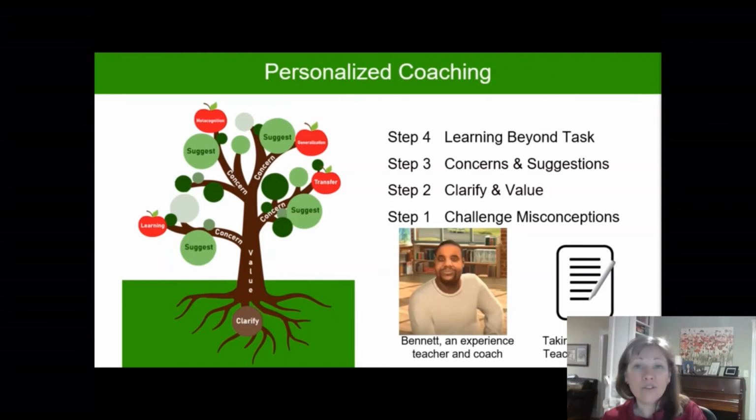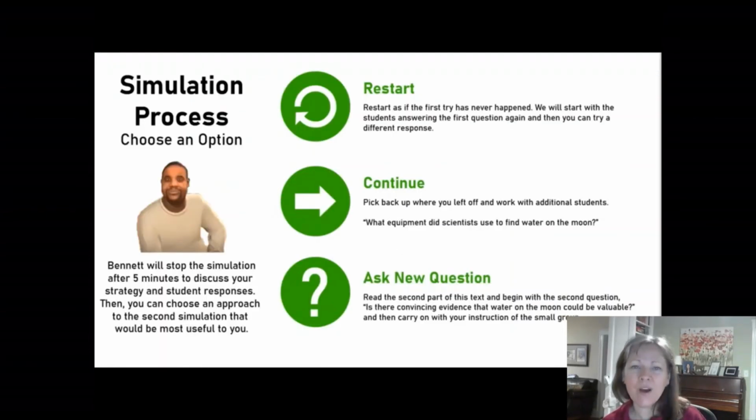Bennett, our coach, will be available to offer some suggestions and help you work through one of the steps, and we'll also have an opportunity to do some note-taking in a teaching journal that we hope those two things will help stretch your practice and that you try things that you would not normally feel comfortable trying with real students in real time in the classroom.